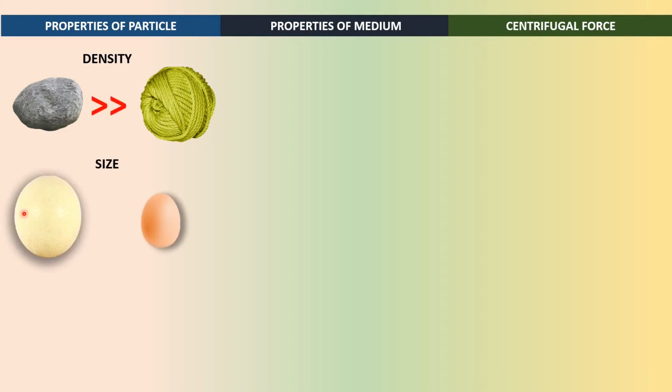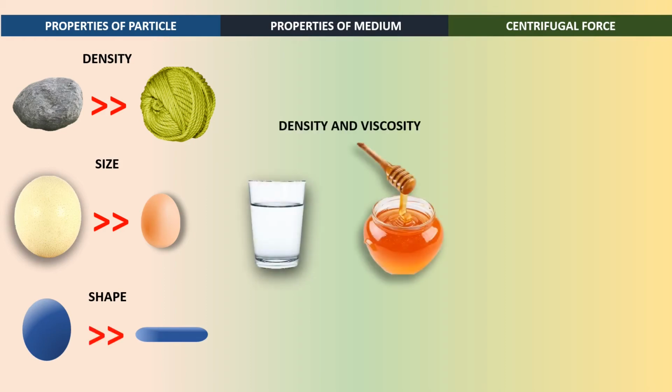If you have two objects that are more or less the same density but they differ in size, so for instance we have an ostrich egg here and a hen's egg, then the ostrich egg would settle much faster than the hen's egg. If you have two things which are essentially the same in all other aspects except the shape, anything that is less varied in shape and more uniform, for instance a sphere, would settle much faster than an elongated shape because it experiences more friction.